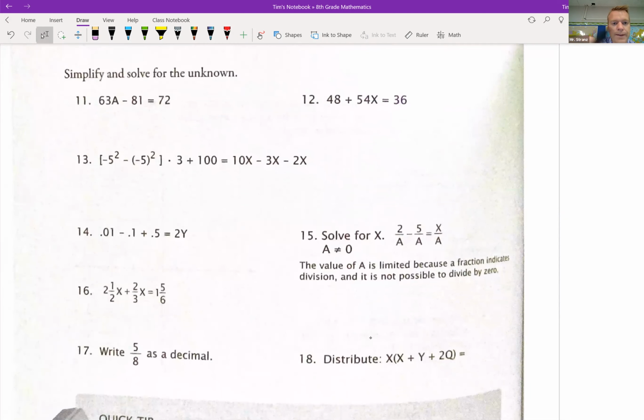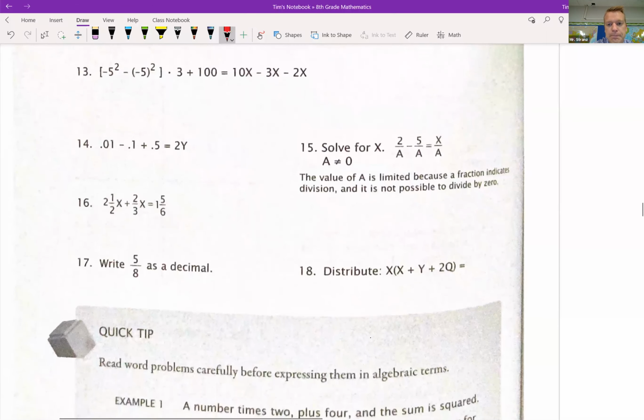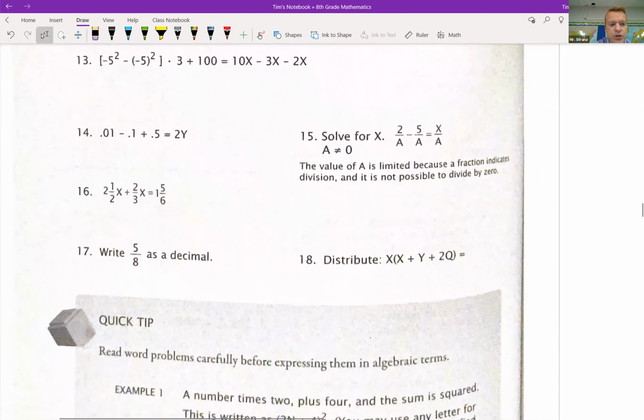Okay. These first 2 are finding the variable, solving for the one variable. We did that last lesson. You should know how to do that. 13 is order of operations. Be very careful on this one. Order of operations, okay? 14, you should know how to do. 16, you should know how to do. 17, 18, you should know how to do.